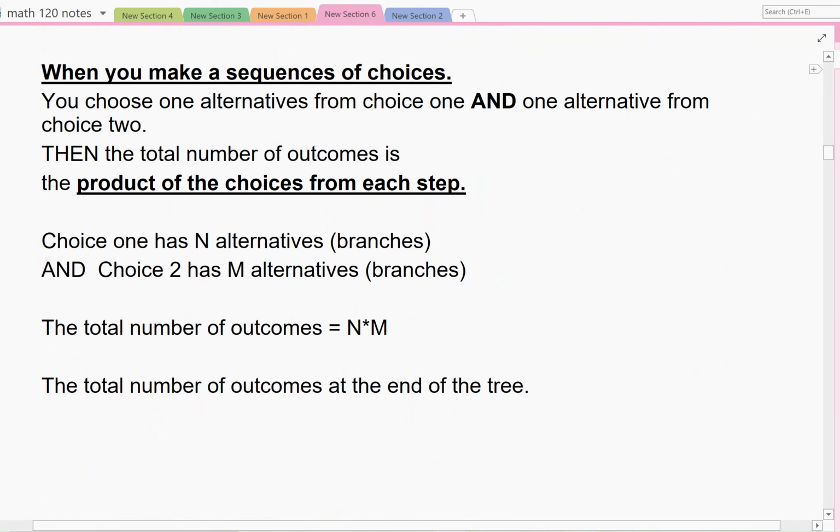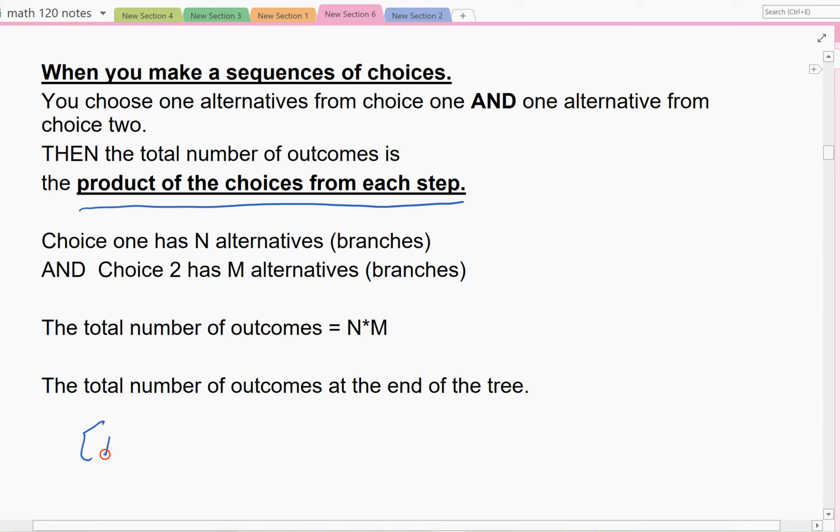All right, and so that's the rule, which, again, we've done in the basic format with the Cartesian product. This is just now broader, encompassing more application types using the word and. So when I make a sequence of choices, when I can say I'm going to do this and this and this and this, you choose one of the alternatives from choice one and one of the alternatives from choice two, and like I said, this can be multiple. You can make a bunch of choices. The total number of outcomes is the product of the choices in each step. Product means multiplication, right? If my first choice had N branches and my second choice had M branches, the total number of outcomes would be N times M.